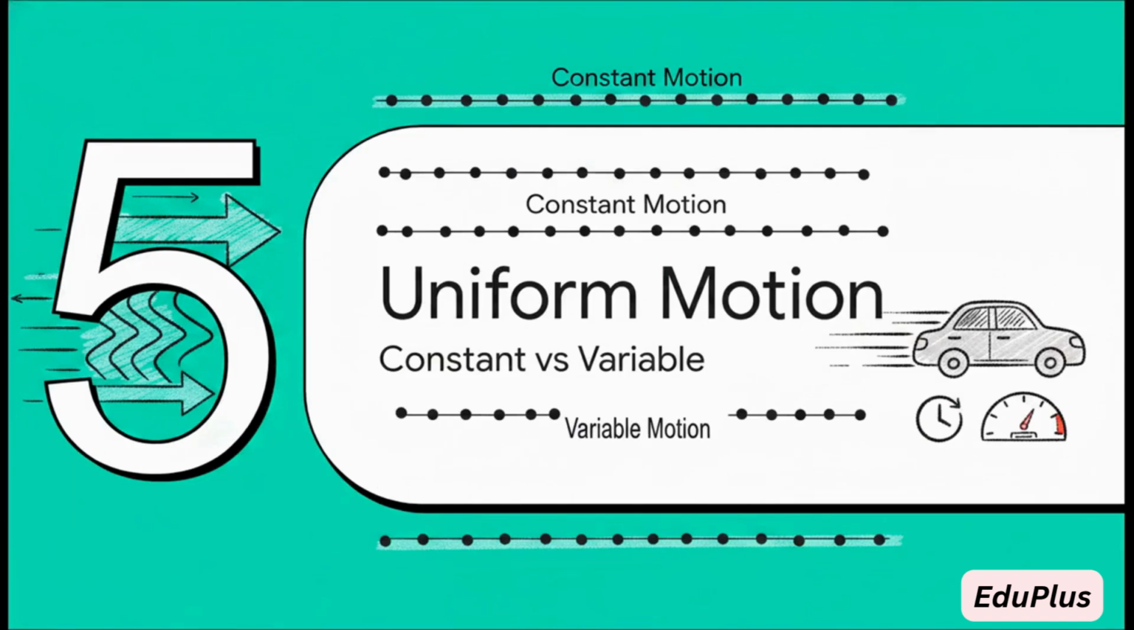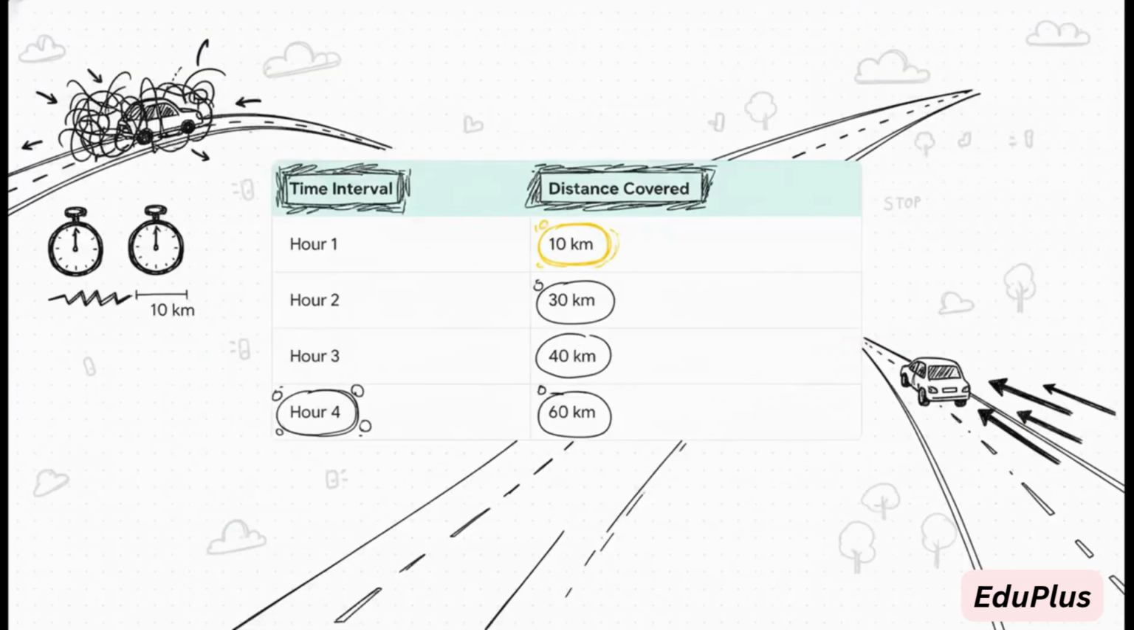Which brings us to section 5, uniform versus non-uniform motion. Let's look at this totally relatable analogy from our source, the Delhi road trip. So in the first hour, you're fighting through awful city traffic and you only cover 10 kilometers. In the second hour, things clear up a bit. You cover 30 kilometers. By the third hour, you finally hit the highway, like the GT Karnal Road, and you cover 40 kilometers. In the fourth hour, the road is wide open and you zoom through 60 kilometers.